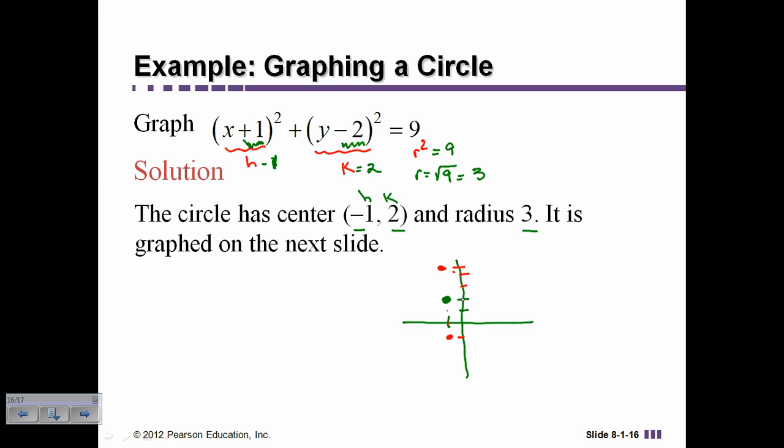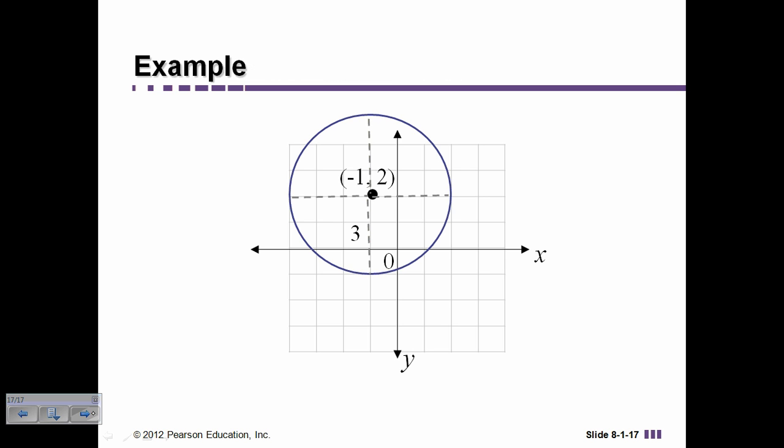So 1, 2, 3. So that's about 3 to the right. And we're going to go to the left 3. 1, 2, 3. So that's about 3 to the left. When we connect those red dots together, we have the picture of the circle. This is the formula for the equation of the circle. This is the center of the circle, the radius of the circle, and this is what the picture looks like. And that's what you see on this slide.